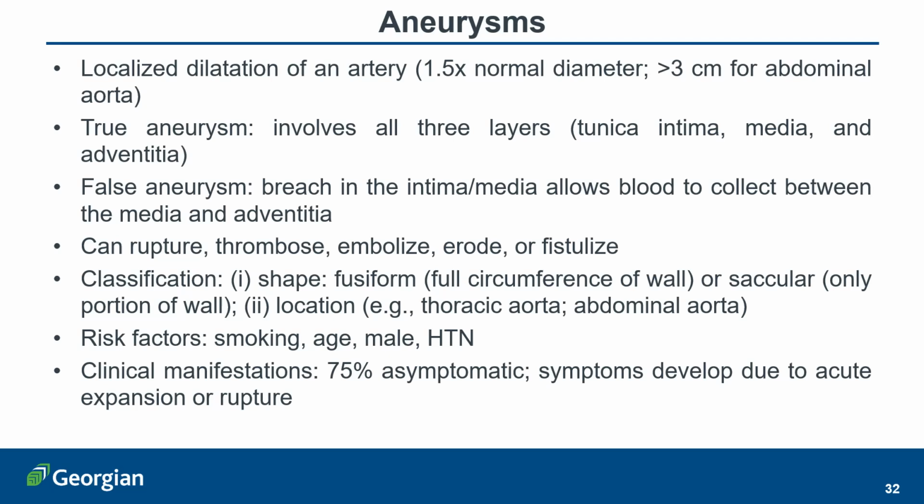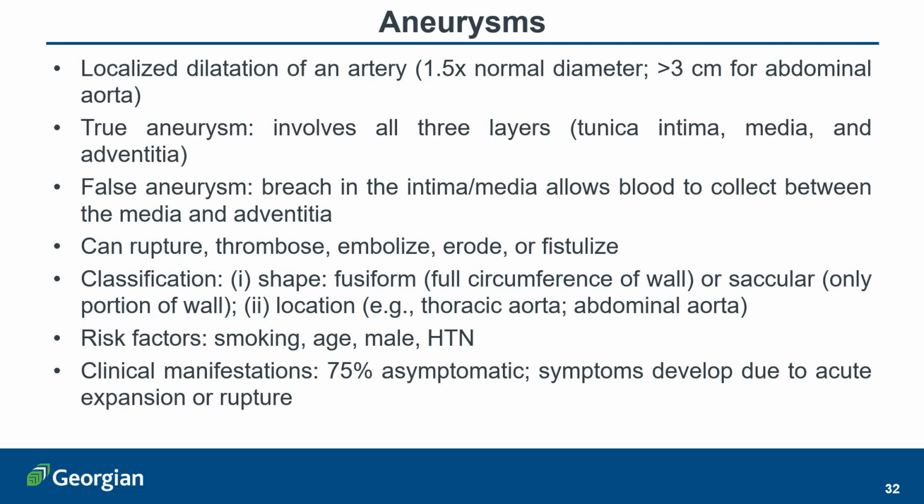Moving along to aneurysm. An aneurysm is a localized dilatation of an artery, whereby the diameter of the artery, whatever artery we're looking at, increases by more than 1.5 times its normal diameter. In terms of the abdominal aorta, we have a specific number. If the diameter of the abdominal aorta is greater than 3 centimeters, then we have an abdominal aortic aneurysm, or AAA for short.